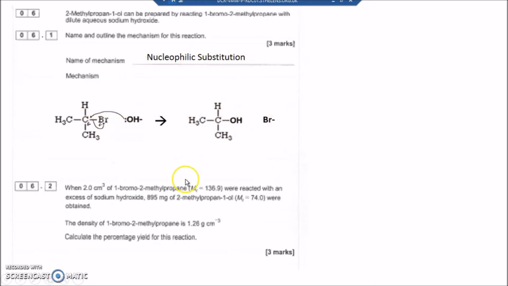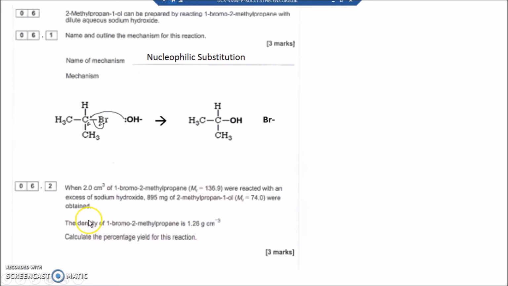hence nucleophilic substitution. Next, we've got a big long passage here. I'm not going to read through it all because I need to pick things out. If I read through it all, we'll get confused. I need to pick the important bits out and go on this kind of scavenger hunt of a calculation. Let's have a look. What do we do first from all of this information?